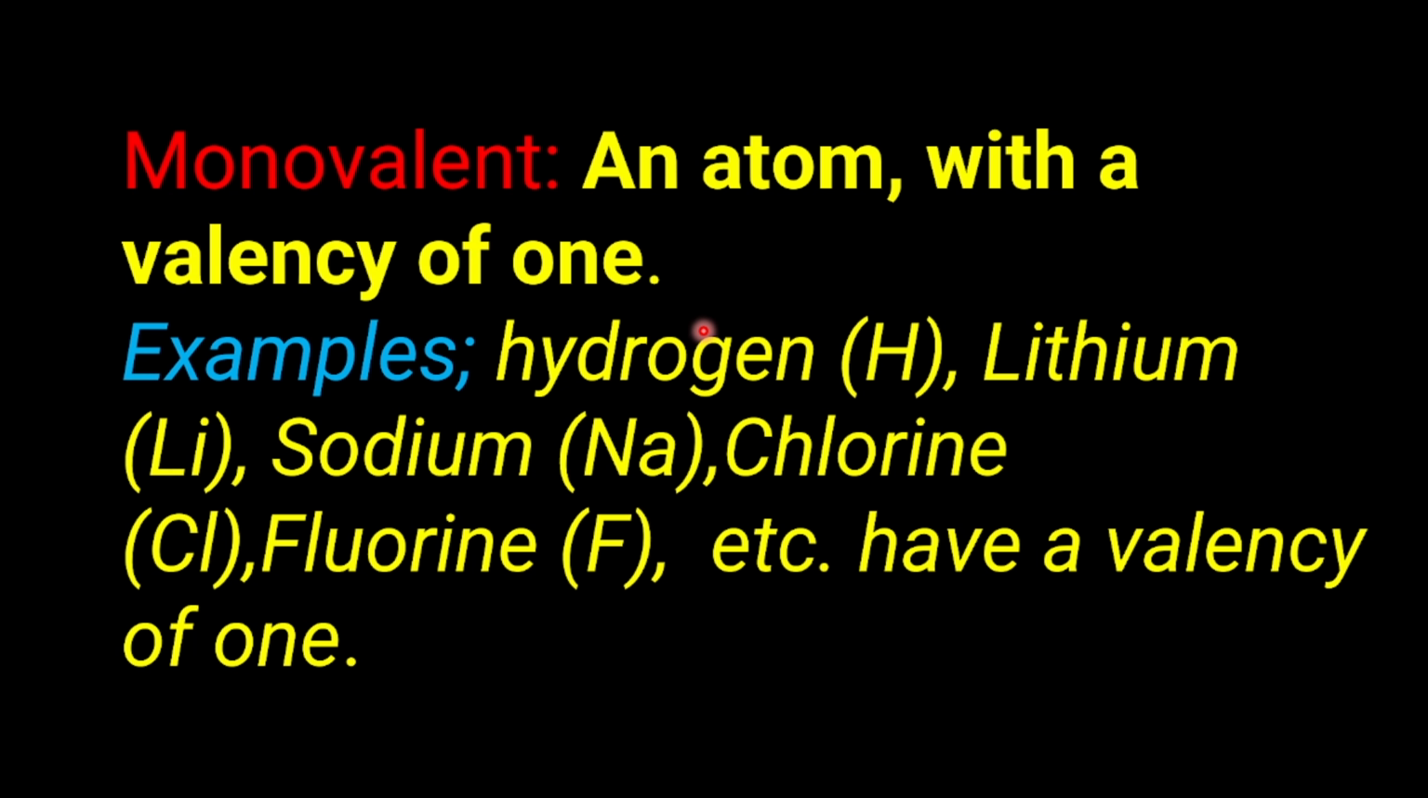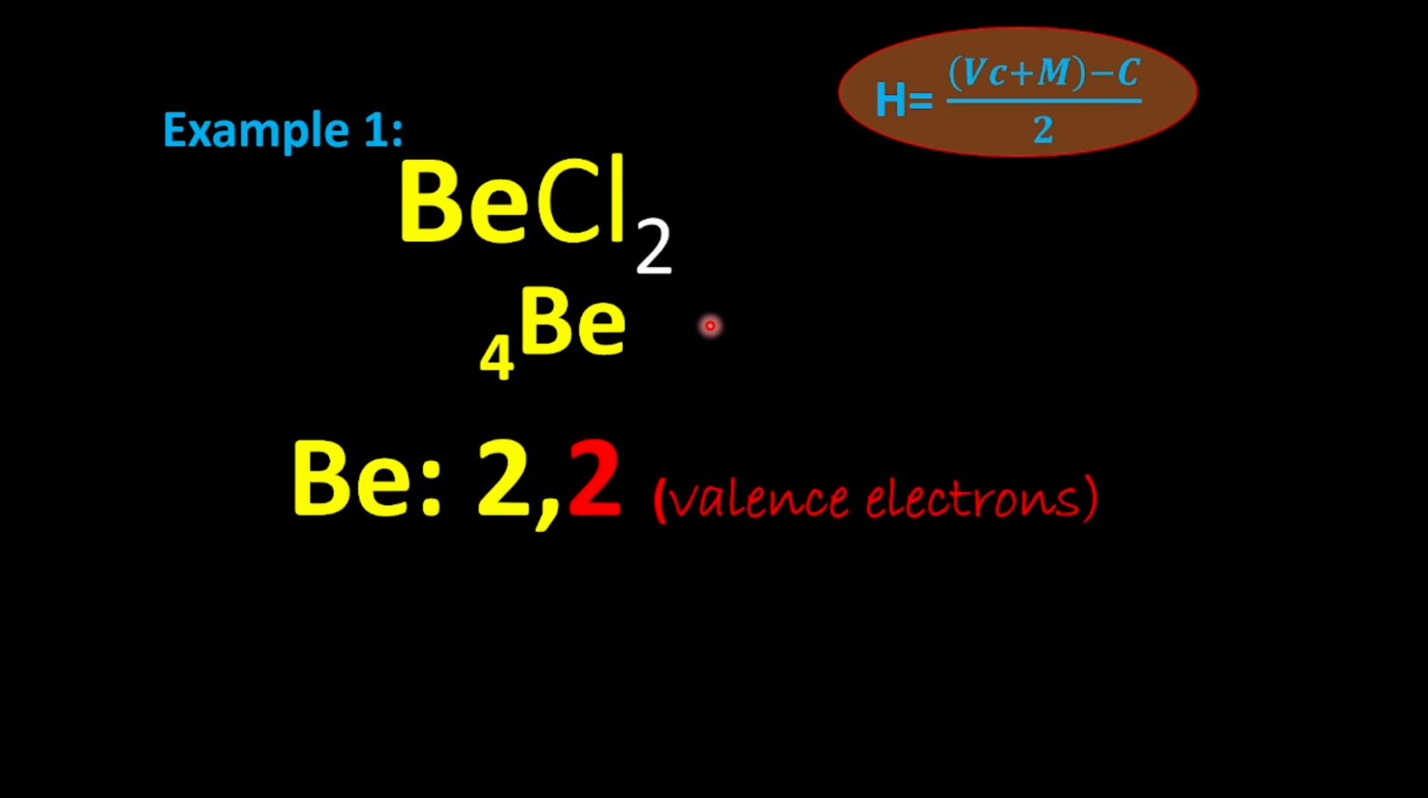But before we do that, we have to know this term, monovalent. That is an atom with a valency of 1. What are some of the examples we can talk about? We have hydrogen, lithium, sodium, chlorine, fluorine, etc. The reason being that they have a valency of 1. Now let's start with this simple formula. H is equal to Vc plus capital M minus C all over 2.